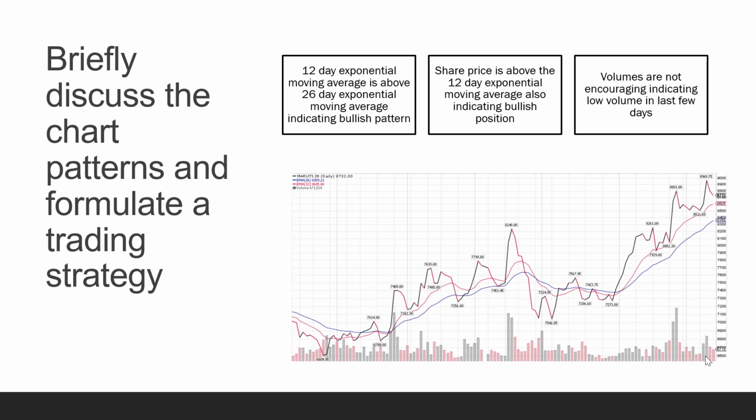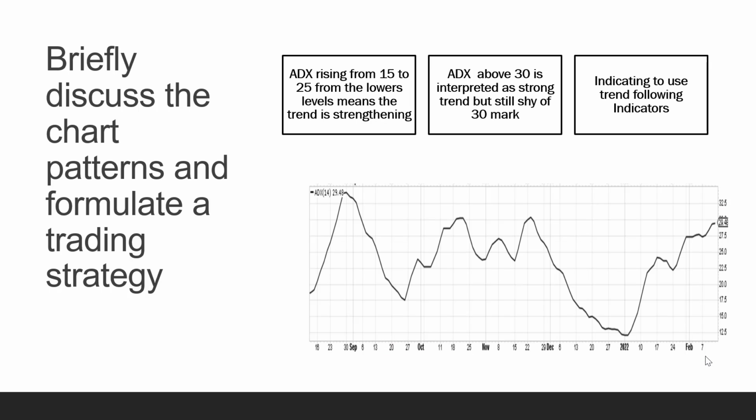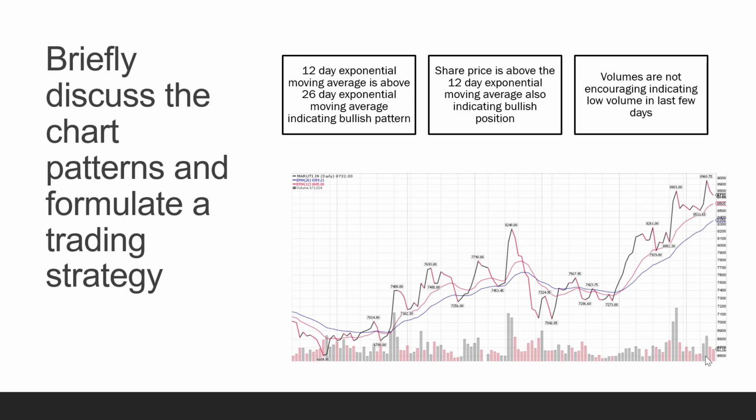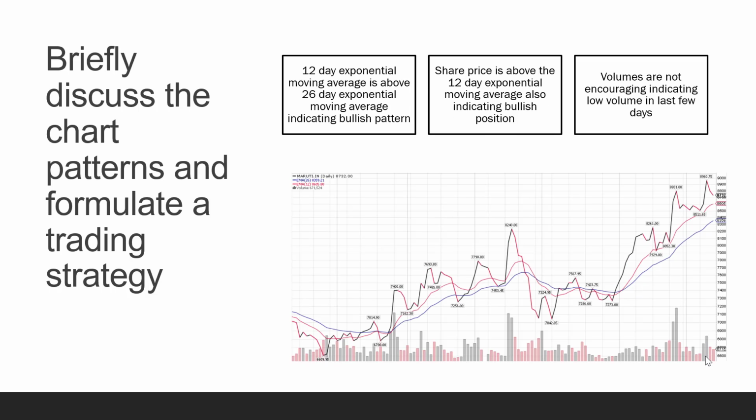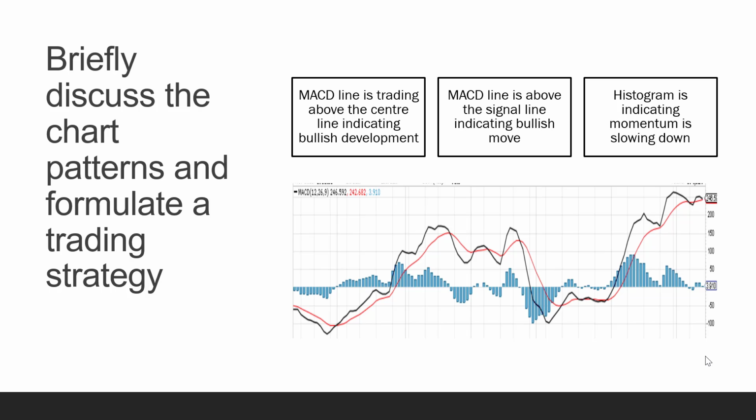Now we come to the ADX. Read this, Nikita. ADX rising from 15 to 25 from the lower levels means the trend is strengthening. ADX above 30 is interpreted as a strong trend, but still shy of the 30 mark, indicating to use trend following indicators. So that means we should use trend following indicators. We have already seen these: the first is the MACD itself, the second is the moving averages. Both are suggesting that the stock is going to go up.